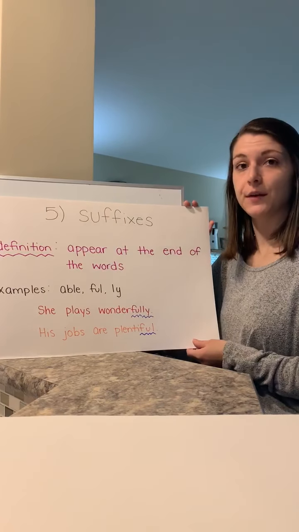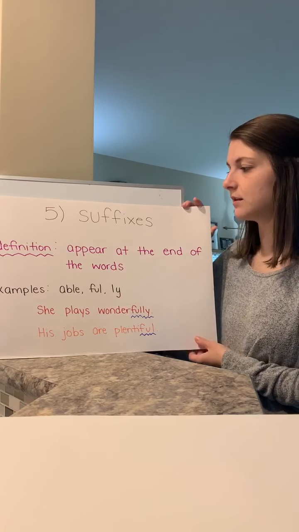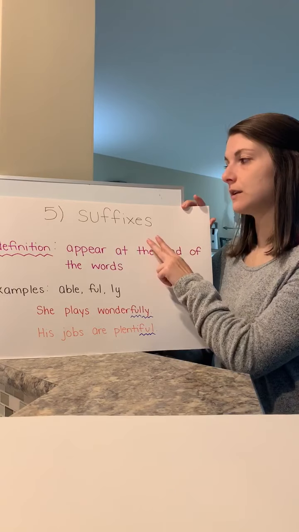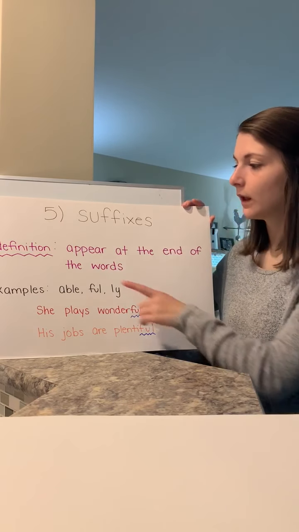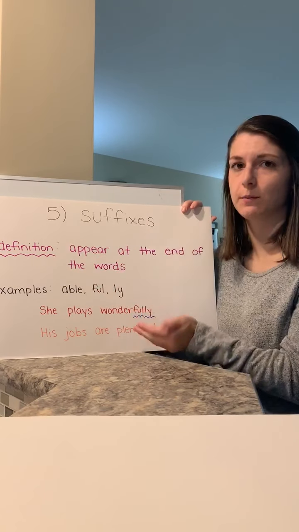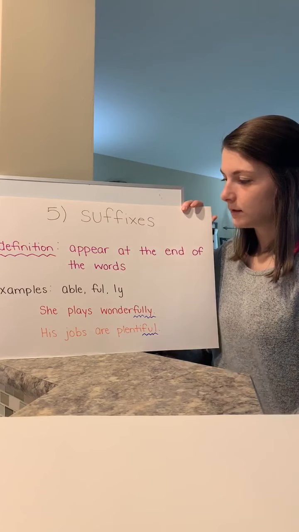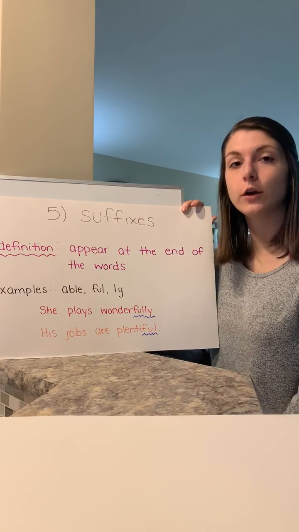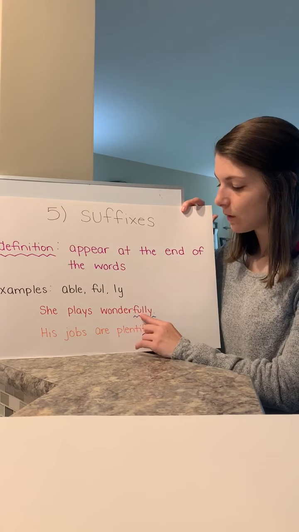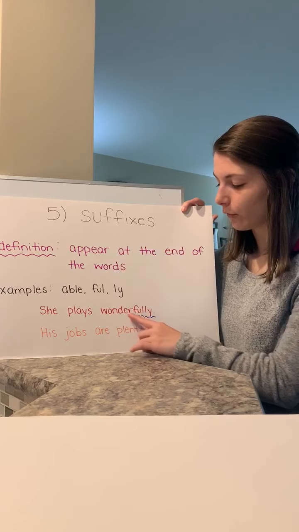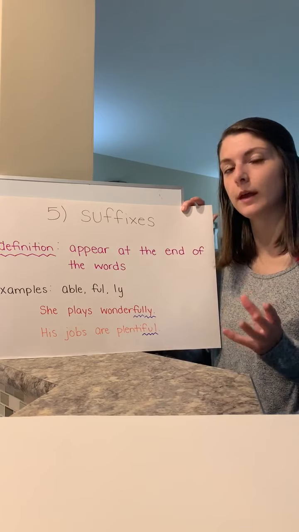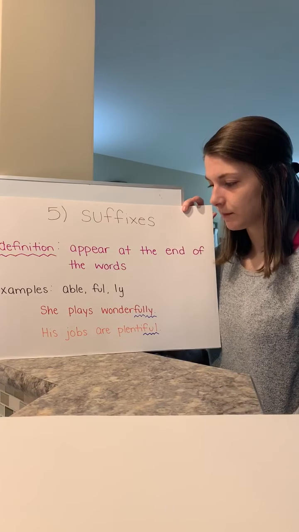So the next type of affix is a suffix, and this appears at the end of the word. So prefixes are in the beginning, suffixes are at the end, okay? Examples: able, full, and ly. Once again, these are just a few examples. There's many more. Sentences: she plays wonderfully. Now this word actually has 2 suffixes added to it. So it has the full, wonderful, and it has the ly, which makes it an adverb. So it changes our word a little bit just so it makes sense with the sentence.